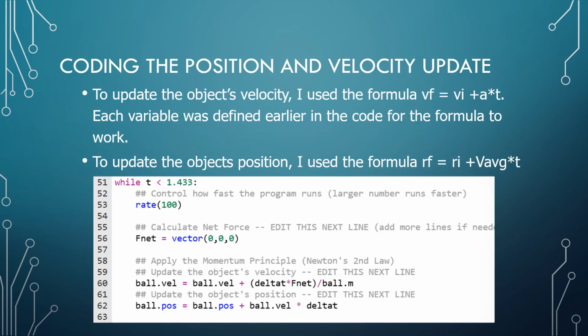And then I changed the time step to match as well. And then to code the position and velocity update, I just used the two formulas, and the variables were already defined earlier in the code, so I could just plug in the variables.